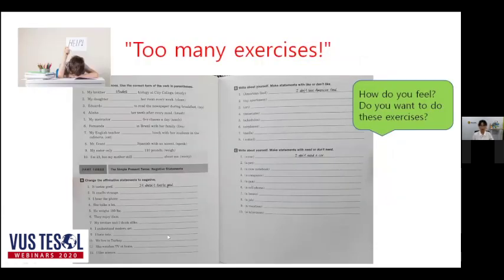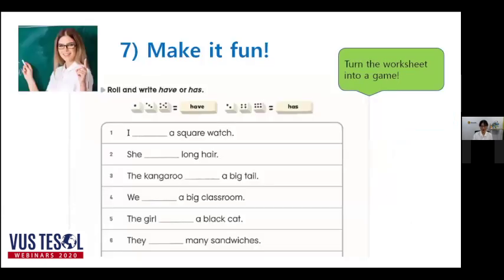Now let's move on to this. Too many exercises. Help. Right? How do you feel when you look at this page? Do you want to do all these exercises? Not really, right? No. So let's make it fun. So let's look at this.